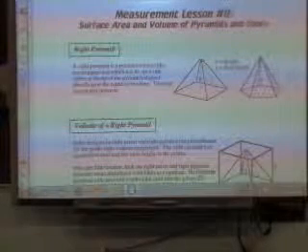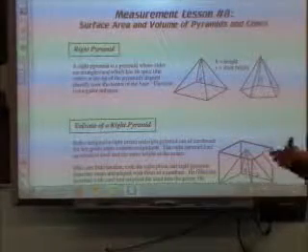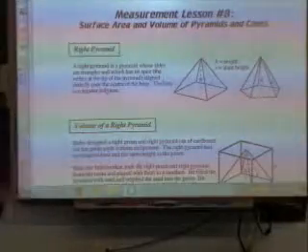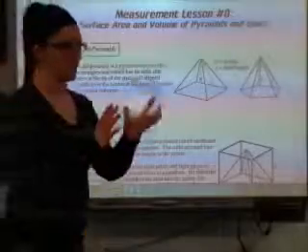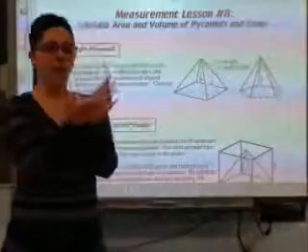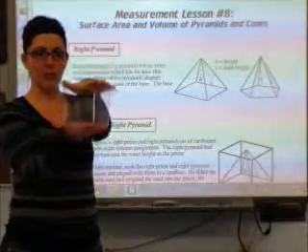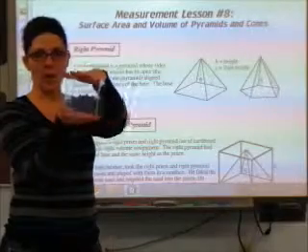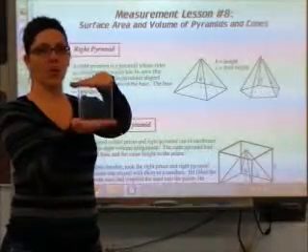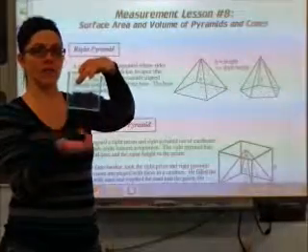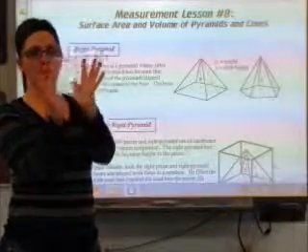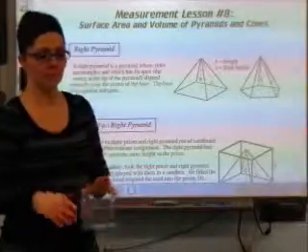Lesson number 8, surface area and volume of pyramids and cones. So to define a pyramid, when we defined a prism, we said that a prism had a flat bottom and a flat top. Or it has a polygon, a quadrilateral, a hexagon, a triangle, and then it has these lateral faces that are rectangles. The exception being a cube like this one where they're all squares.